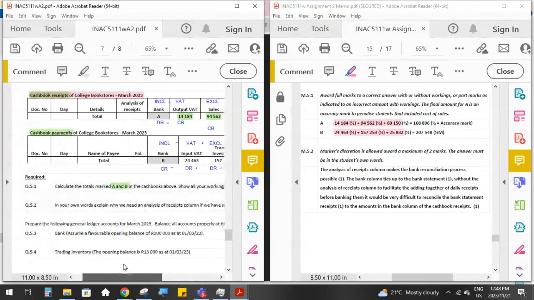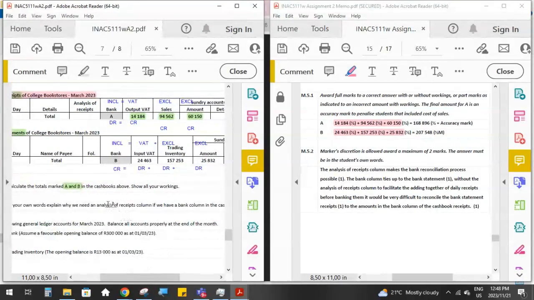Then you were asked to explain what the analysis of receipts column is. Remember, guys, I think we did discuss this. Your analysis of receipts column in your cash book receipts is only there to record an amount of money when you receive actual money or a payment at your premises, and that money hasn't yet gone into the bank account. Then we put it into the analysis of receipts column. Remember, we said it's called the till column. We received the money, we've put it into our till, but we haven't banked it yet.